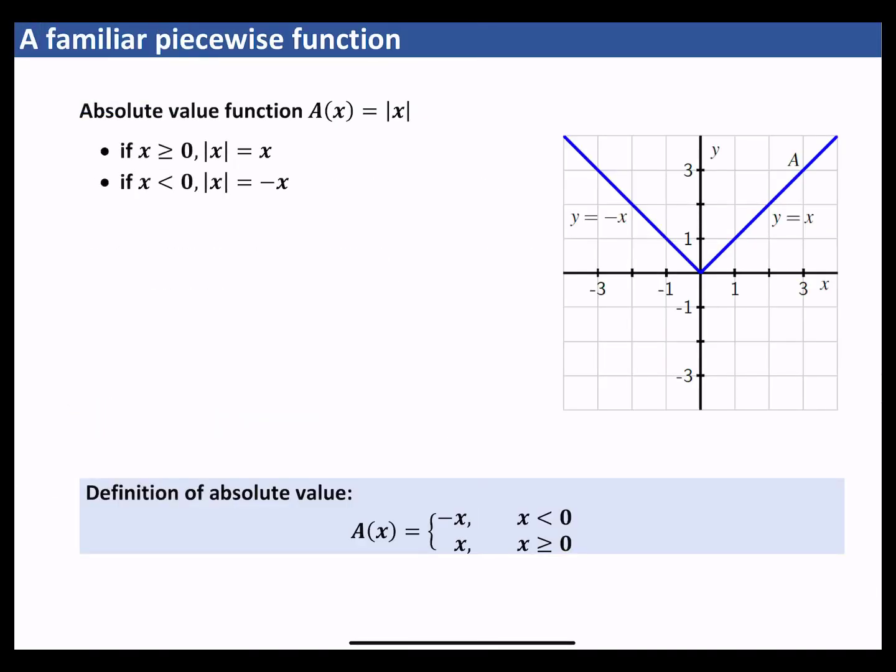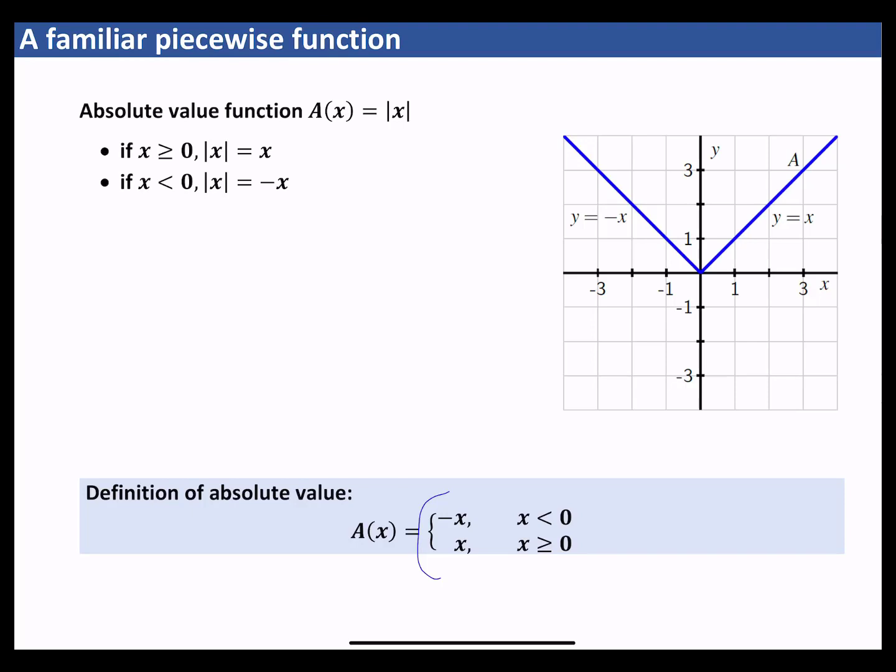A familiar and important function that is defined piecewise is the absolute value function a of x equals the absolute value of x. We know that if x is greater than or equal to 0, the absolute value of x equals x. Whereas if x is less than 0, the absolute value of x equals negative x. The absolute value function is one example of a piecewise defined function. The bracket notation in the definition is how we express which piece of the function applies on which interval.